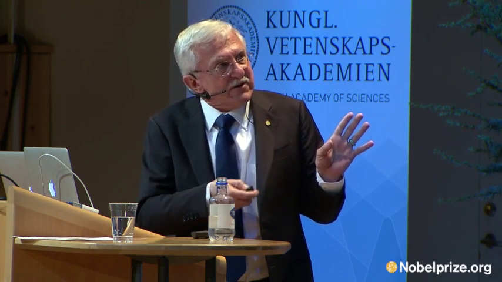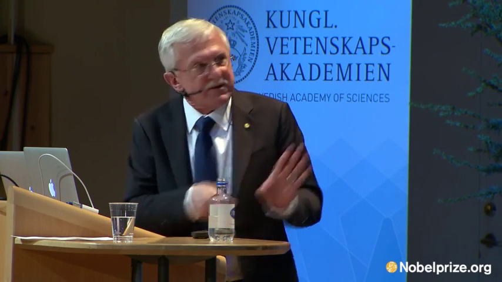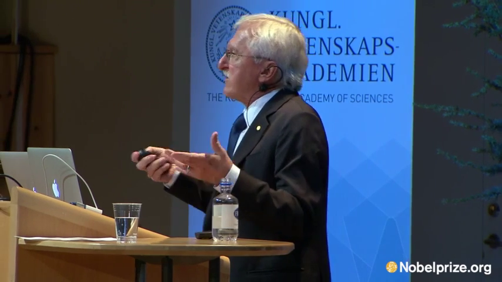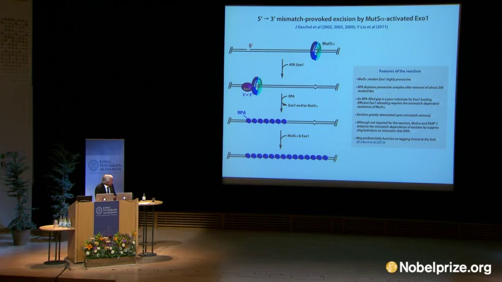And as I said, this RPA-filled gap is an incredibly poor substrate for EXO1, and it requires the mismatch-dependent assistance of mut-S alpha to reload. So what this means is that this iterative cycle of removal of about 200 nucleotides will continue until the mismatch is gone, at which point excision is dramatically attenuated because mut-S alpha can no longer assist in this way. This reaction does not require the other mismatch repair protein I mentioned, mut-L alpha, but mut-L alpha does modestly enhance the mismatch dependence of this effect.